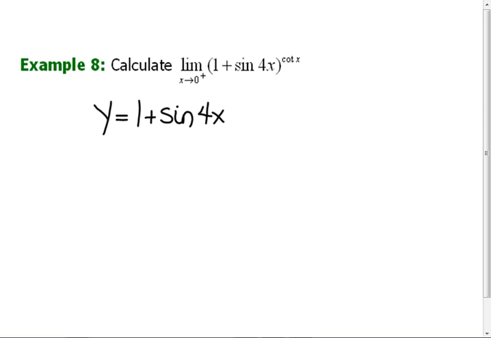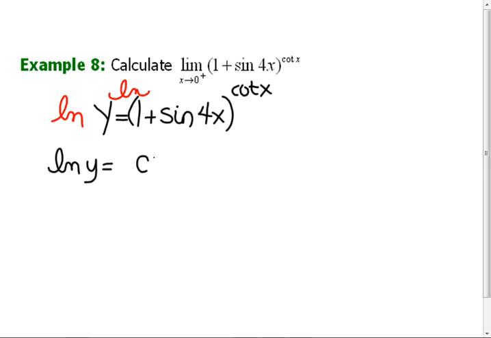Remember, L'Hopital's rule only works for fractions. I need to make that a fraction. So what I'm going to do is log both sides, because if you try to put in 0, you get 1 to the infinity, that indeterminate form again. Okay, so the log of y. Now what am I going to do with this? So it's the cotangent of x.